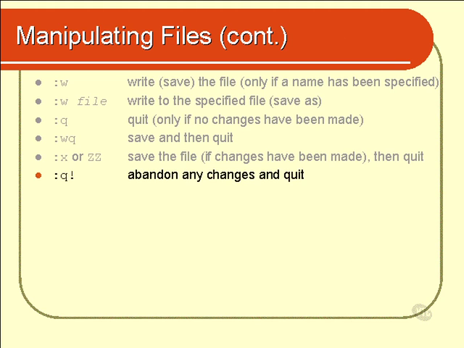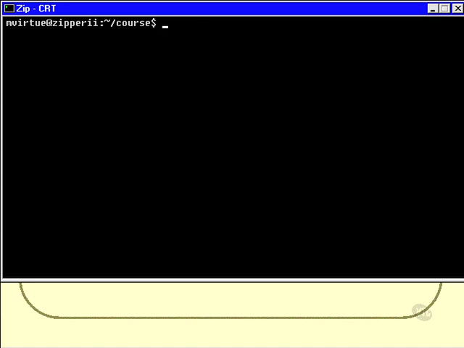Let's have a look at some more options that are available. :W exclamation mark allows you to write to a read-only file, if it is a read-only file that is owned by you. If it's a file that's owned by somebody else and made read-only, you can't make changes to it using that particular technique.